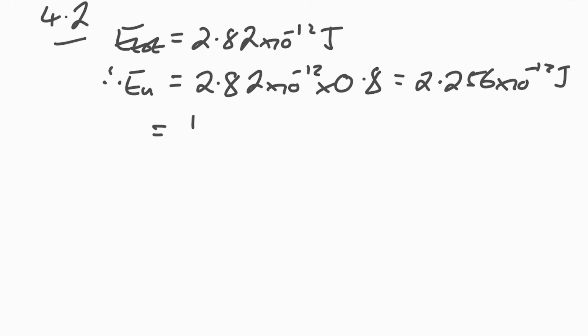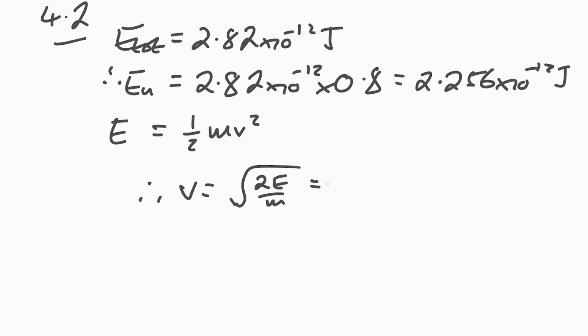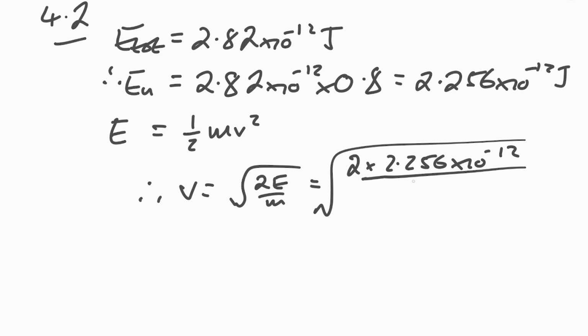And of course, we know that's equal to half mv squared. So therefore, v is equal to the square root of 2E over m. So that's equal to the square root of 2 times 2.256 times 10 to the minus 12 divided by the mass of a neutron. So it should be 1.67 times 10 to the minus 27. Let's tidy up some powers of 10. I'm just going to pop that up on top and call that 15. Doesn't make a big difference in the end, but whatever.